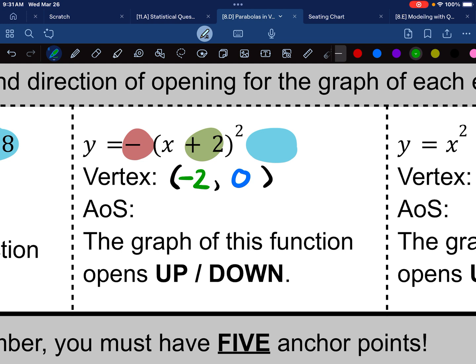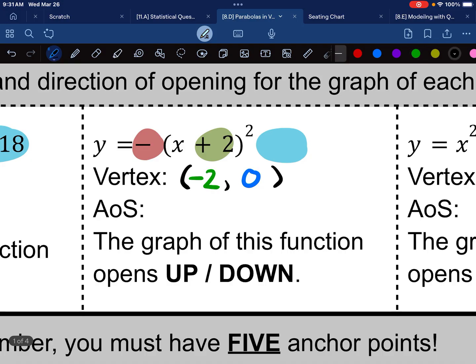So this parabola is going to come up, kiss the vertex, and then go down like that, because it opens down. Now for my axis of symmetry, I have x equals, and I just put that negative 2 in here. And that negativity, like I just mentioned, makes us open down.